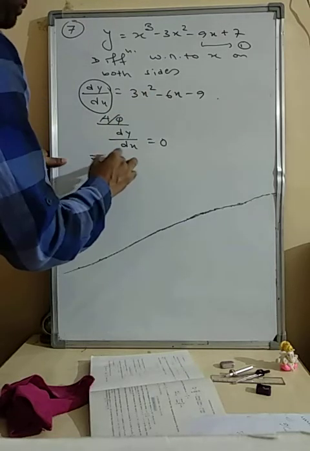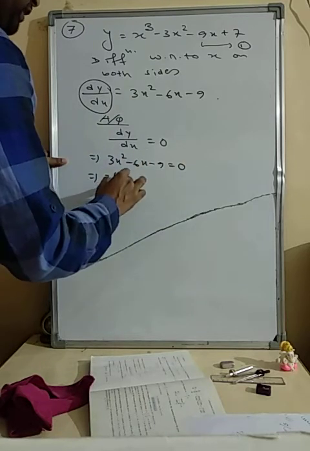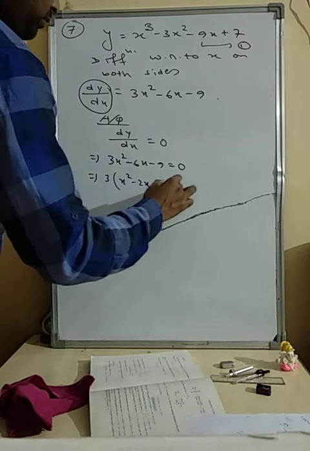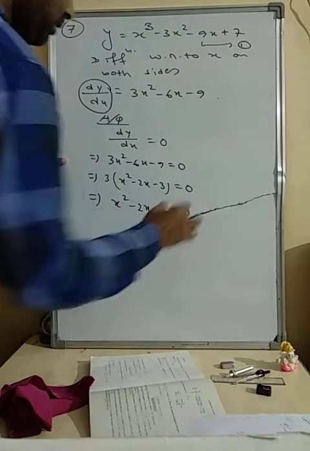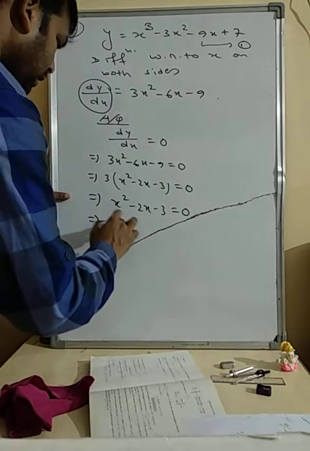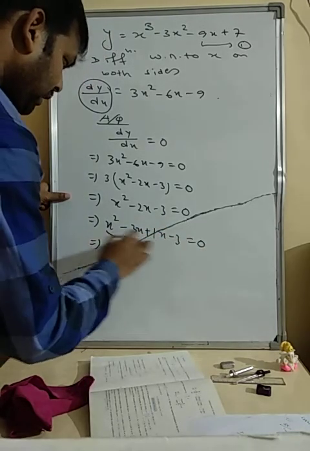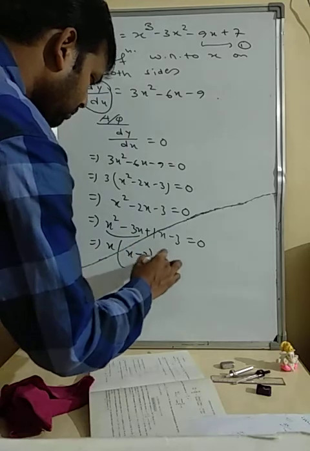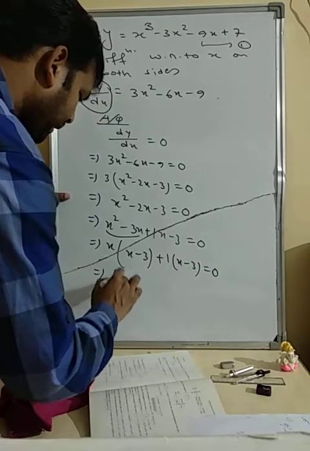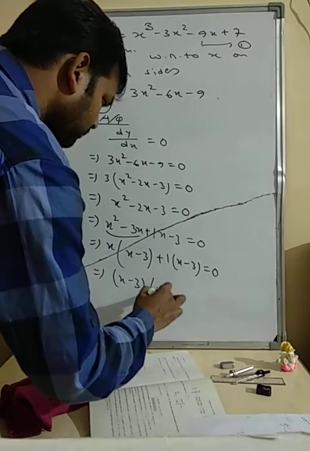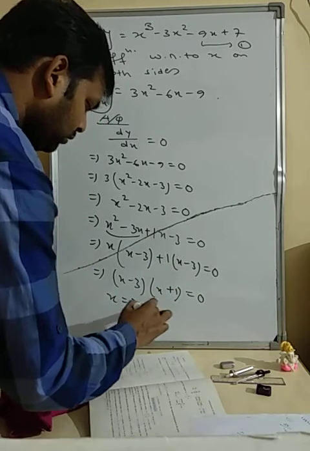So dy by dx is 3x square minus 6x minus 9 equal to 0. You can take 3 common here, x square minus 2x minus 3 equal to 0. Take the 3 to the other side, so x square minus 2x minus 3 equals 0 by 3, which is 0. Now split the middle term: x square minus 3x plus 1x minus 3 equal to 0. From here x is common, and 1 is common: x minus 3 plus 1 times x minus 3 equal to 0. So ultimately it will be x minus 3 times x plus 1 equal to 0. So from here x equal to 3 and x equal to minus 1.